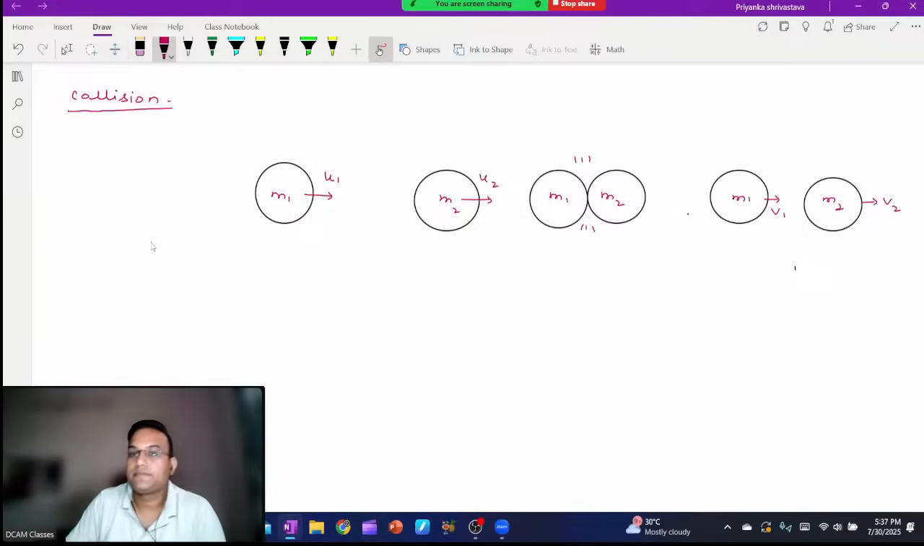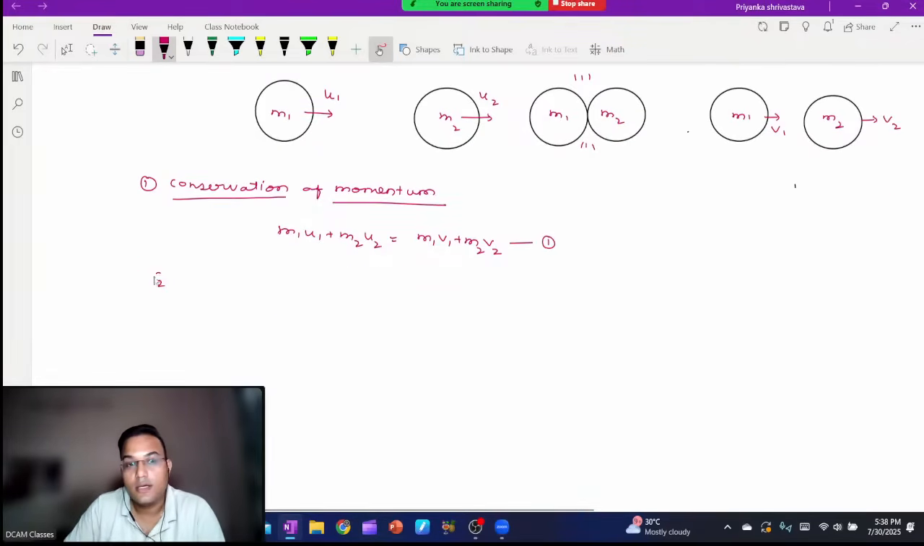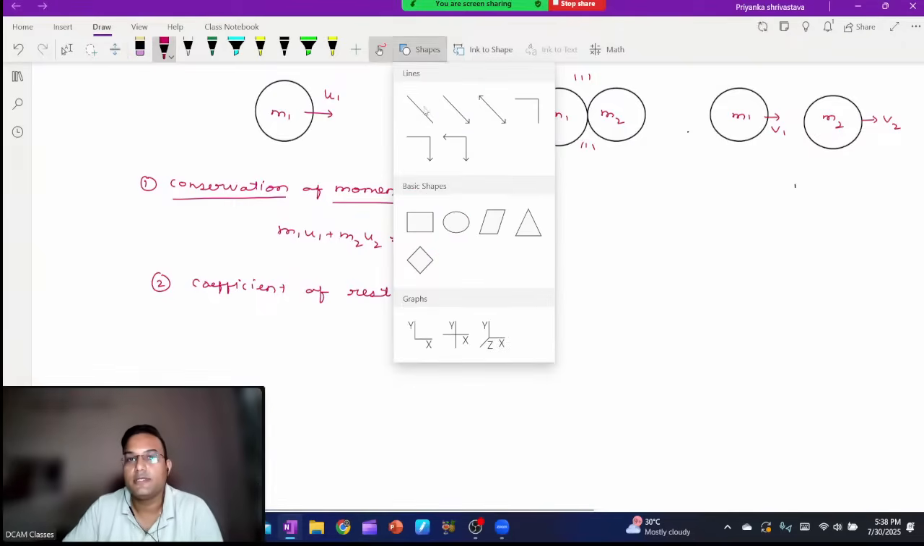तो ये कोलिजन होता है। कोलिजन में सबसे पहली चीज तुम्हारा कंजर्वेशन ऑफ मोमेंटम होता है। रीजन तुम लोग जानते हो, क्योंकि नेट फोर्स 0 होती है। होता क्या है, m1u1 प्लस m2u2 इज इक्वल टू m1v1 प्लस m2v2। एक तो ये इक्वेशन होती है। दूसरा, एक होता है कोफिशिएंट ऑफ रेस्टिट्यूशन e। अभी कोफिशिएंट ऑफ रेस्टिट्यूशन क्या होता है?